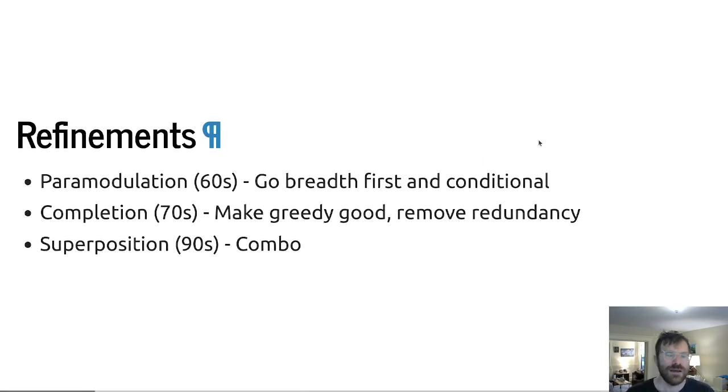Okay? But there are other refinements you can take to greedy simplification, other approaches to equational reasoning in the automated reasoning community. And I'm going to go over a couple highlights, a couple big areas, big cuts you can take of this design space. The first is paramodulation, which came about roughly in the 60s. And the idea there is more or less go breadth first with your equational search.